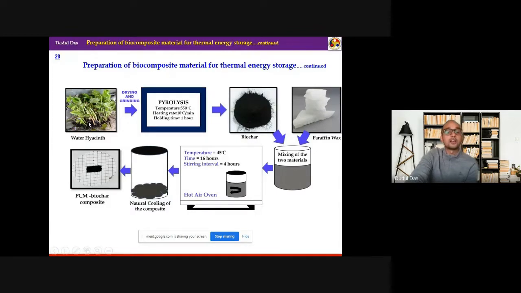Water hyacinth has been collected from the nearby ponds. Then it is dried and grinded, then pyrolyzed. Then biochar and PCM, paraffin wax, are mixed and put inside the oven. Then natural cooling has been done. Then we finally carried out the leakage test.